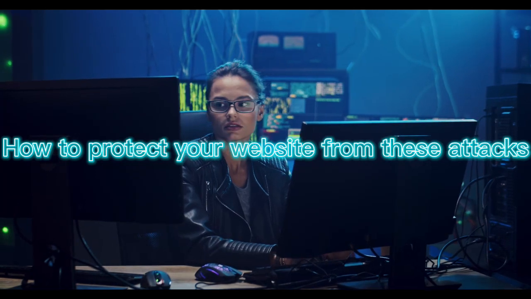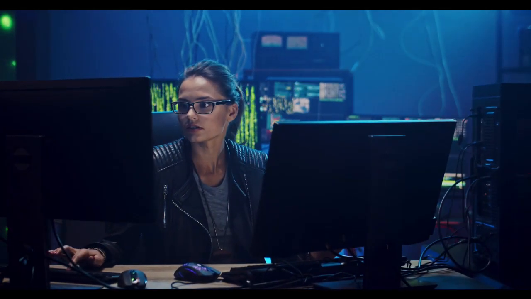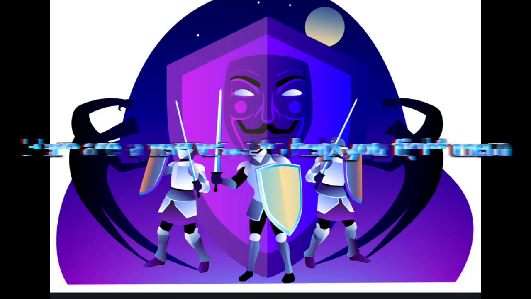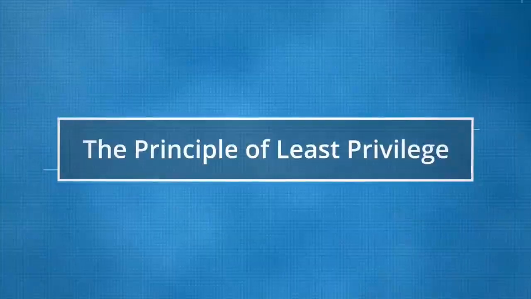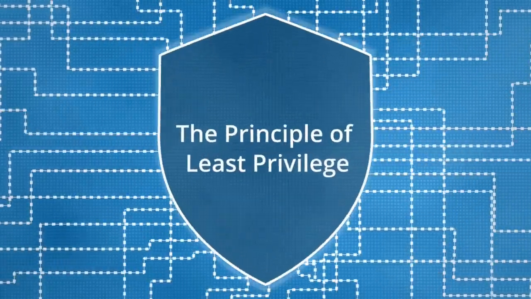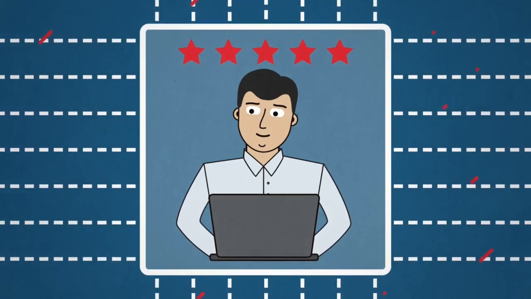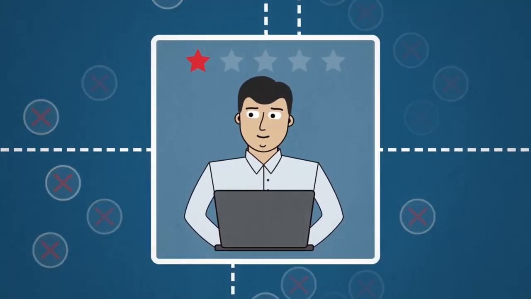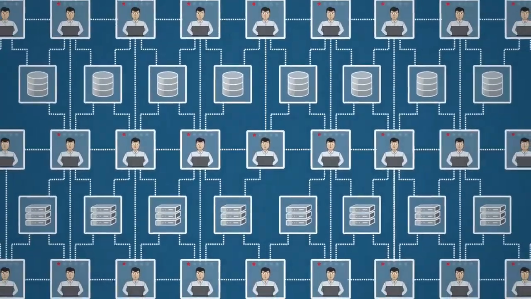How to protect your website from these attacks. Here are a few ways to help you fight them. Following the principle of least privilege is a concept in information security. All users are given the minimum level of access or permission to do their job. By limiting access and permission to your website, you decrease the risk of a compromised account doing damage.